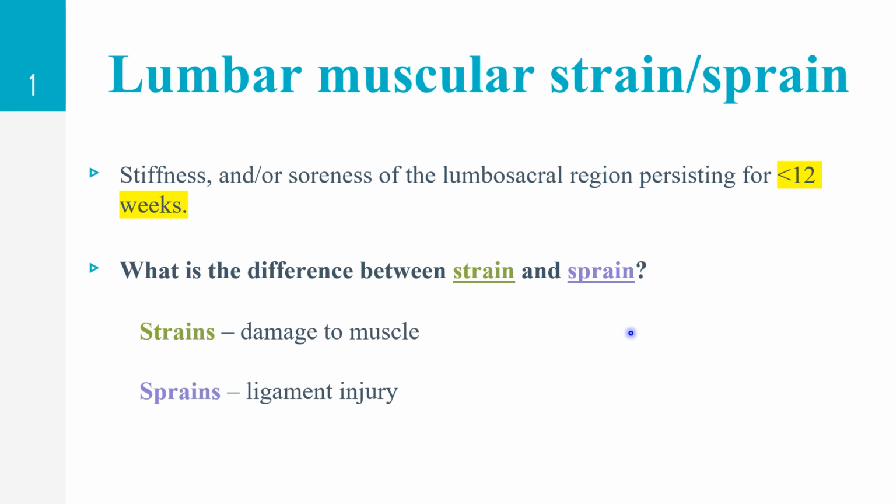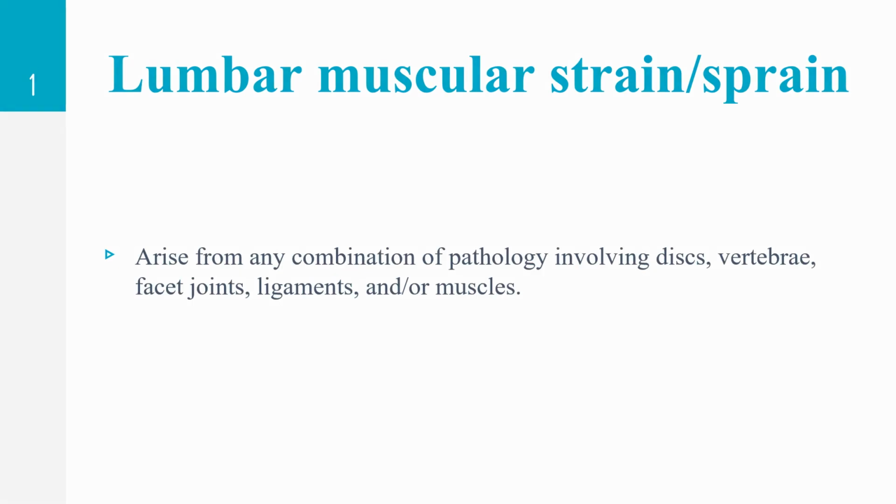So what's the difference between strain and sprain? Strain is damage to the muscle. Sprain is due to ligament injury. How I remember is strain, you have T there, it's a tendon, so there's damage to the muscle. The sprain is ligament injury. But clinically, it's very difficult to differentiate between these two, because the treatment will be the same. So it can arise from any combination of pathology involving the disc or vertebrae or the facet joint or ligaments and muscles.